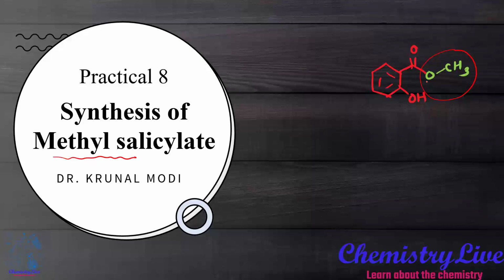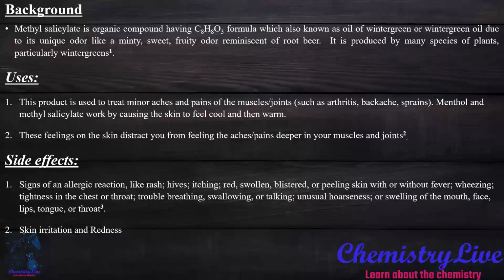So let's quickly jump to our basic introduction of methyl salicylate. In the background, methyl salicylate is an organic compound having the formula C8H8O3, which is also known as oil of wintergreen or wintergreen oil due to its unique odor: minty, sweet and fruity, reminiscent of root beer. It is produced by species of plants, particularly wintergreens.